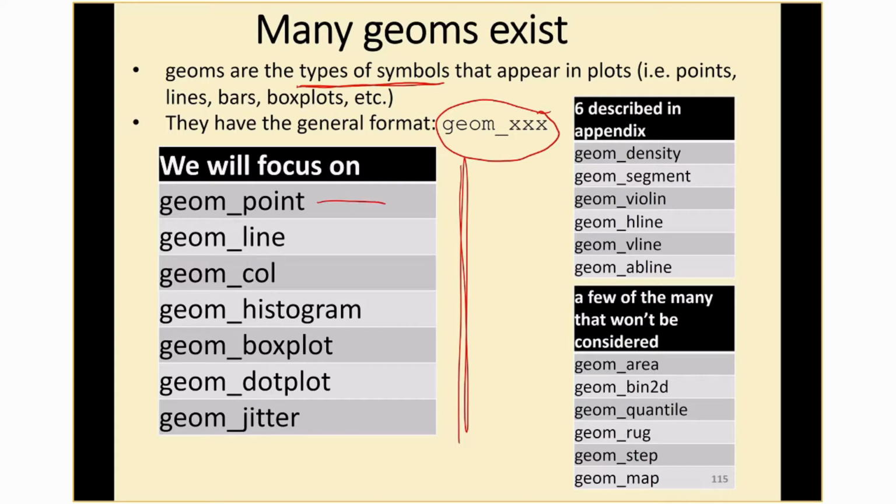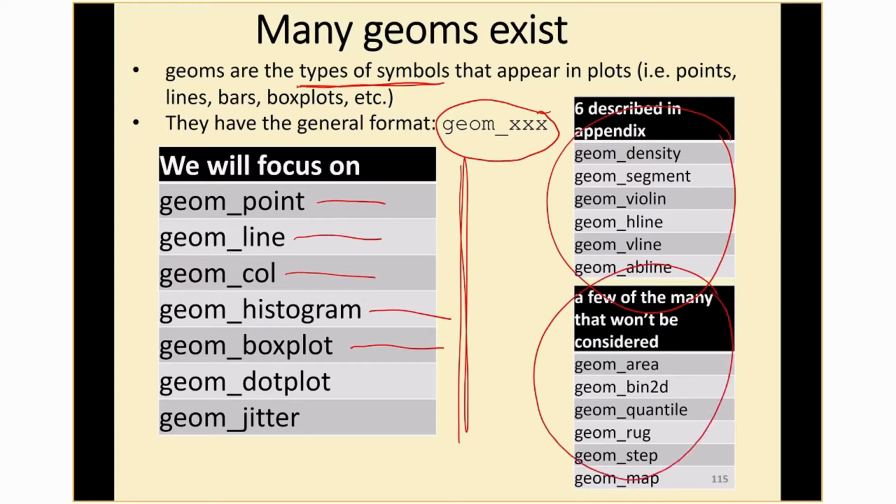geom_point makes a scatter plot. geom_line makes a line plot. geom_col makes a column plot. geom_histogram makes a histogram. geom_boxplot makes a box plot, etc. In the appendix, there's a whole bunch that are discussed, and there are many others that we're simply not going to have time to go over.